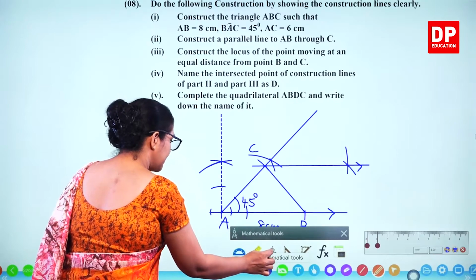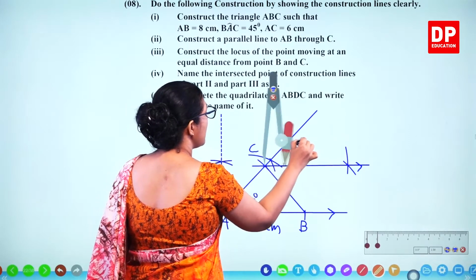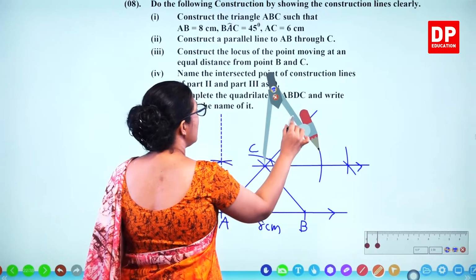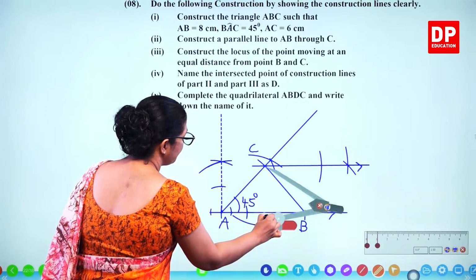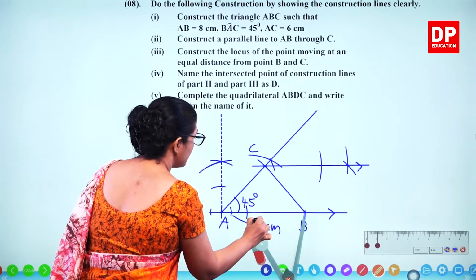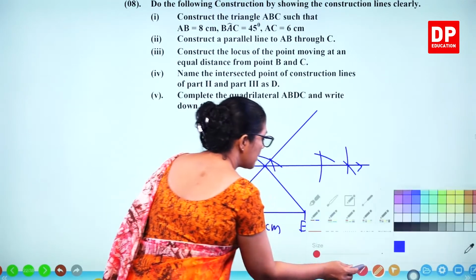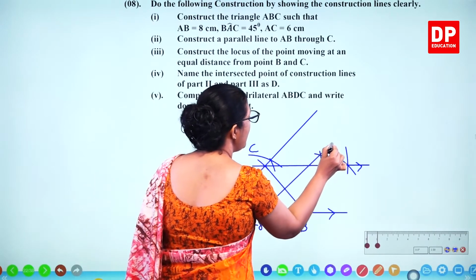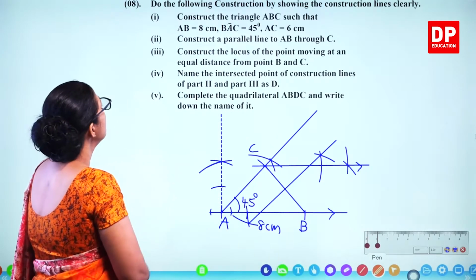You have to take the compass, take any distance, and draw the arc here and an arc to this side. Take the point B and draw this one and this one. So now we have the intersecting points. That means from here to here we have to draw the perpendicular bisector of BC. That's the third part.